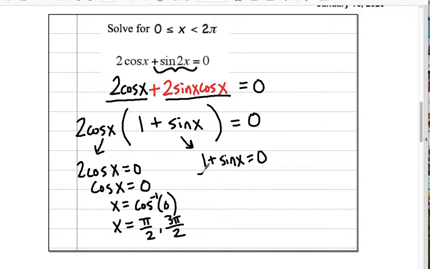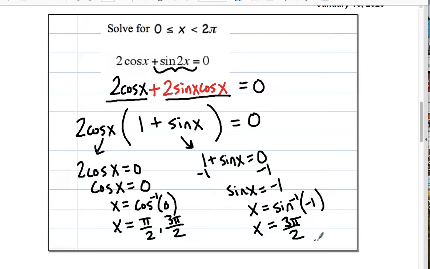Over here, I can subtract the 1, so we will have sine x equals negative 1. To get the x alone, we'll do the inverse sine of negative 1. Look on your unit circle sheet where you get a negative 1 for sine. That happens at 3 pi over 2. So for our final answer, you see how we've got a repeating solution? You can just say pi over 2 and 3 pi over 2. We don't have to list the 3 pi over 2 a second time. So that can be our final answer right there.